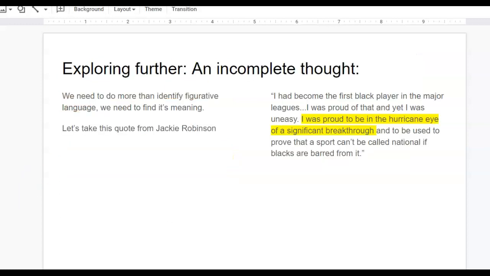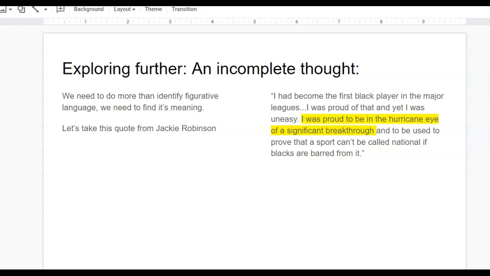So Robinson isn't saying that he's the eye of the hurricane. Because like I said, I'm sorry, this is more of a metaphor, not personification. I'm sorry, this is a metaphor, because he's comparing himself to an eye of a hurricane. And when you're comparing something, it's either a simile or a metaphor. And since he didn't use like or as, this is a metaphor.